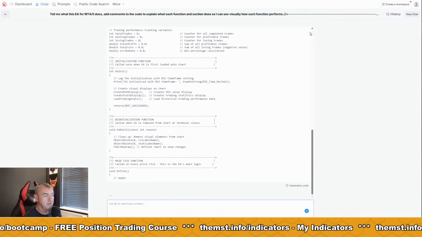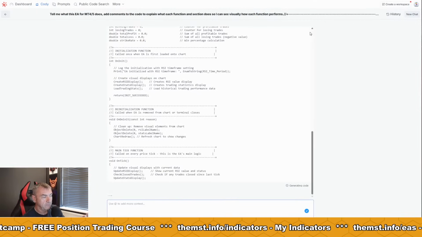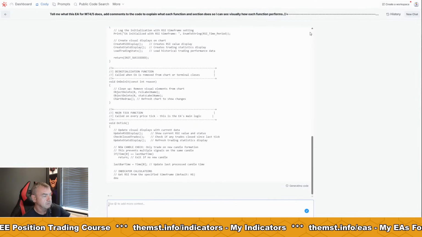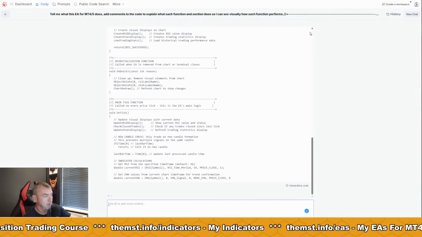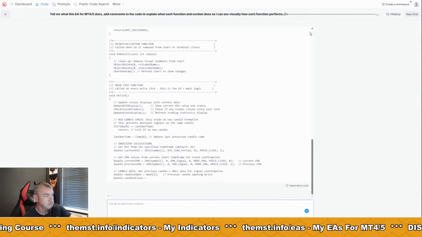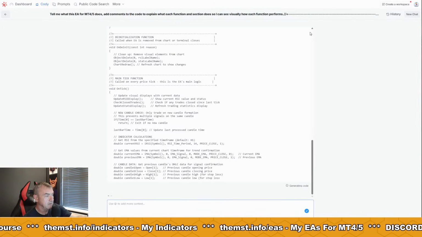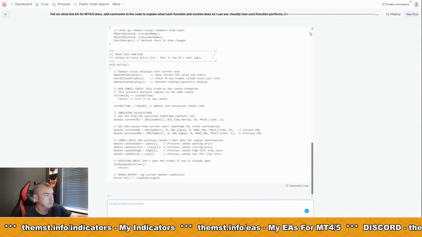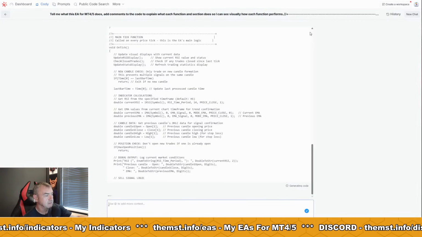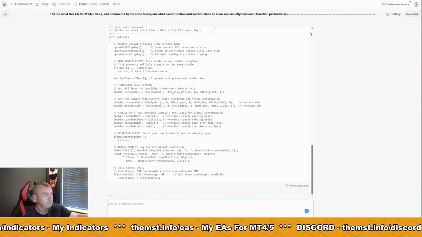So when you've got a problem with an EA, normally there's a function that's not doing something. So it will say main tick function called blah, blah, blah. This shows the RSI value. This checks this. This refreshes the trading logic. New candle check. Only trade on the candle's formation. This prevents multiple signals on the same candle. Indicator calculations. Get the RSI from specific time frame.